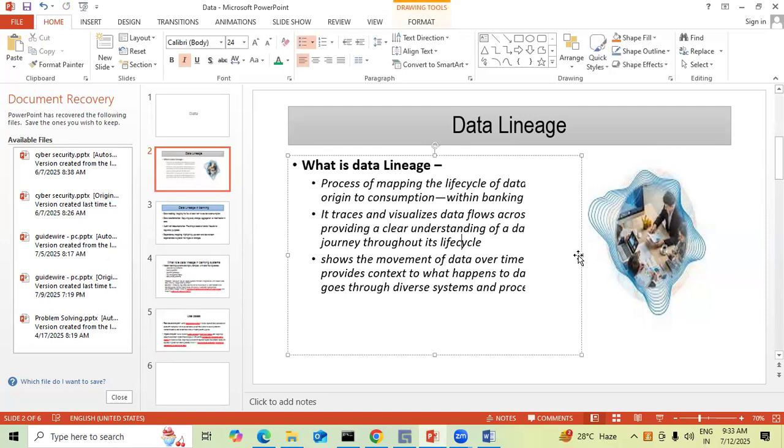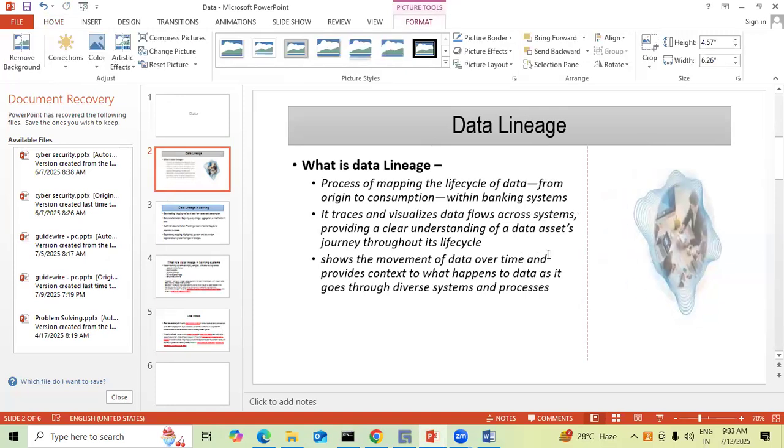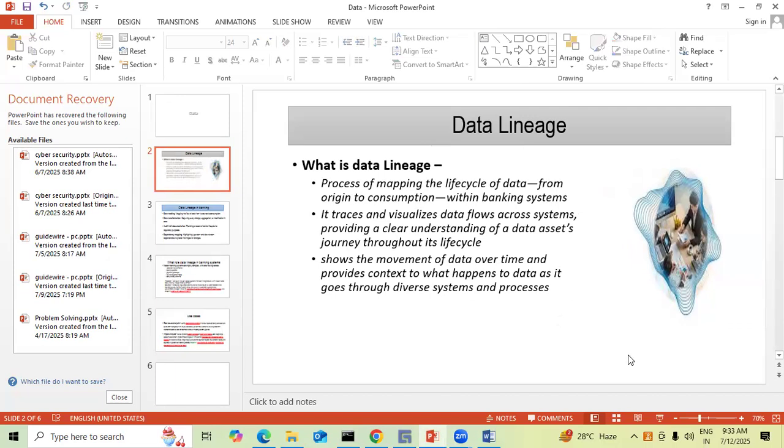So it's not only about the kind of data that we are managing here. Whatever kind of digital assets or data assets that we are using, we have to trace and visualize the data flows. It can be any core banking system, as I stated earlier, or any other data. So we need to have a clear understanding of the data assets that we are managing throughout the life cycle.